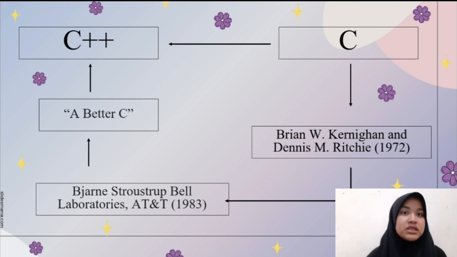At first, C++ was called a better C. The name C++ itself was given by Rick Mascitti in 1983. They refer from the increment operator in C. The very significant feature of C++ is that this language supports object-oriented programming, or OOP.